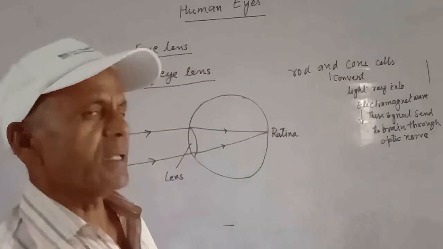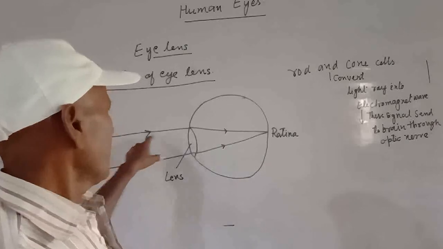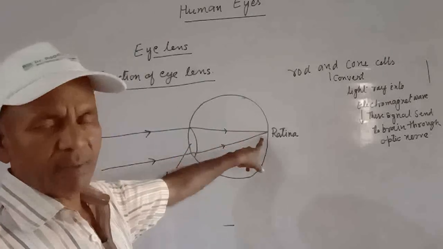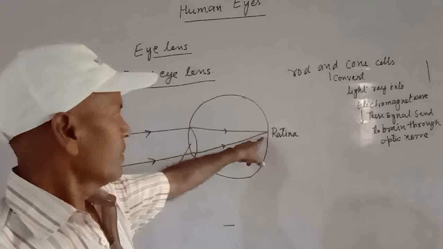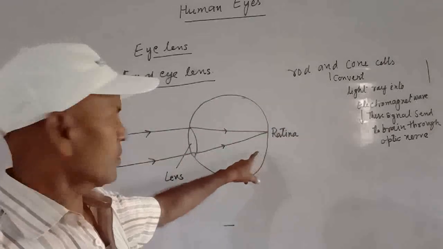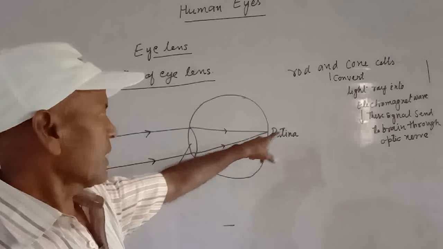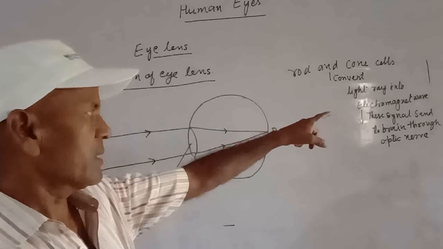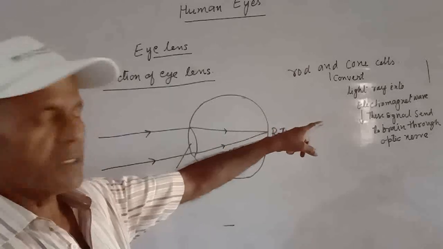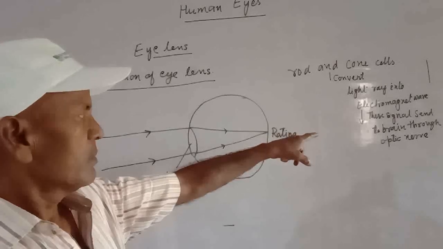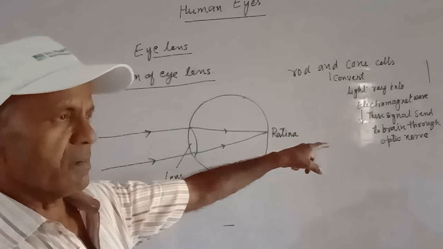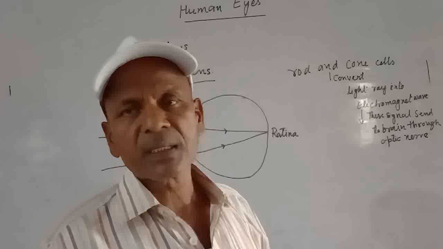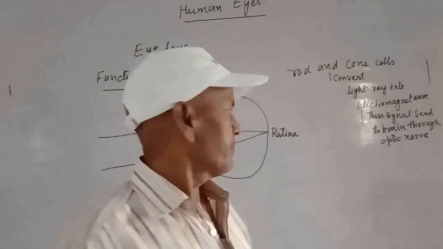This way, we can see the object by our lens. This lens forms the image, real and inverted, on the retina. Retina is made up of rod and cone cells. These rod and cone cells convert the light rays into electromagnetic waves. These waves are transmitted to the brain with the help of optic nerves. Thus, brain receives the signal and interprets, and thus we can see the object clearly.